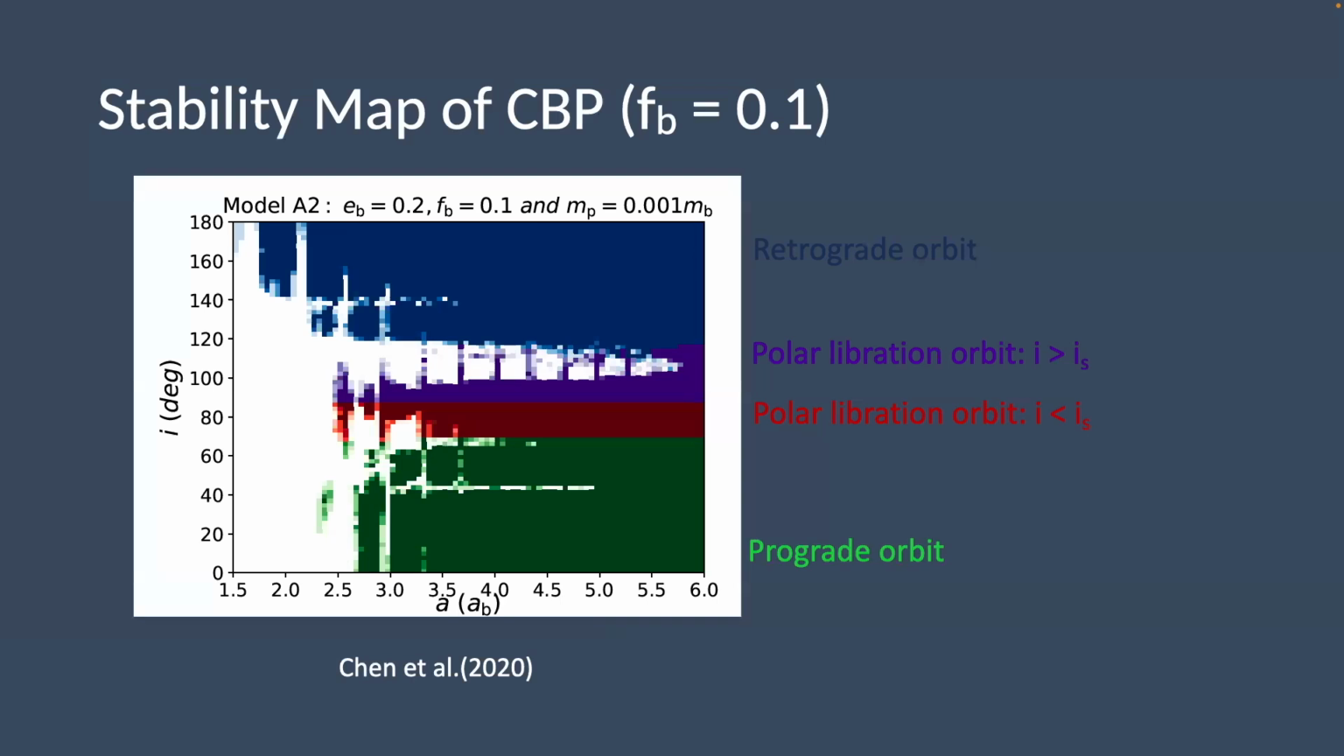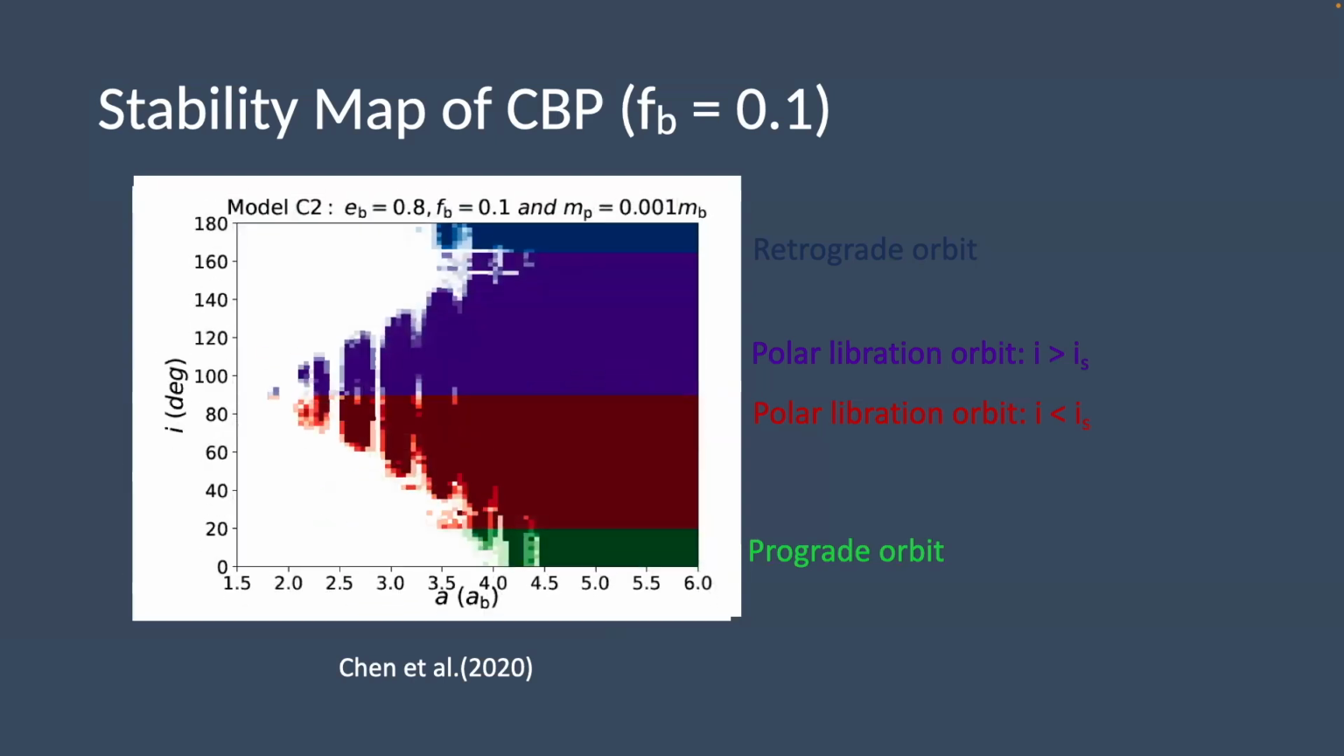Sorry, I forgot to mention that the binary eccentricity is just 0.2, a low eccentricity binary. So this is the most stable orbit for the circumbinary planets. On the other hand, if we increase the binary eccentricity to 0.8, then you can see the most stable orbit of the circumbinary planet is actually nearly polar.